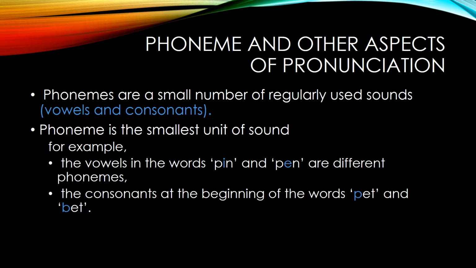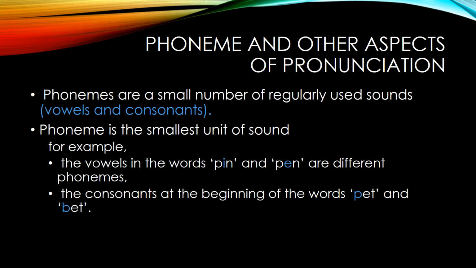And let me clear it here for the beginners that these vowels and consonants are never letters. We cannot say that letters are vowels or consonants, rather their sounds are vowels and consonants. Phoneme is the smallest unit of sound, as I told you just now. For example, the vowel in the words pin and pen, you can see the difference. Pin and pen are different phonemes.